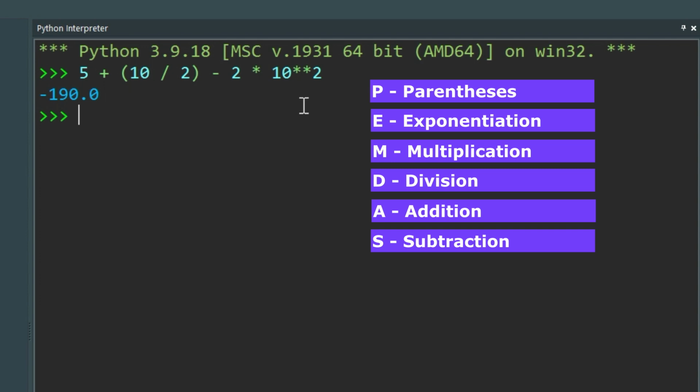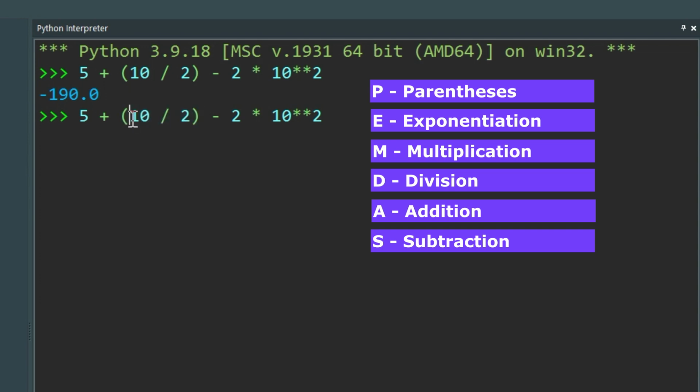However, multiplication and division have the same precedence, as do addition and subtraction. Operators with the same precedence are evaluated from left to right. This knowledge lets us calculate our equation once more. We know that parentheses come first.